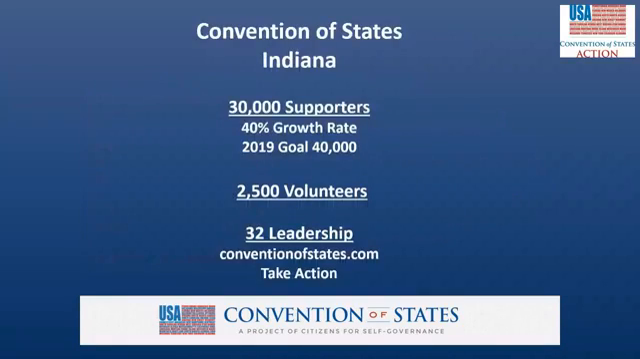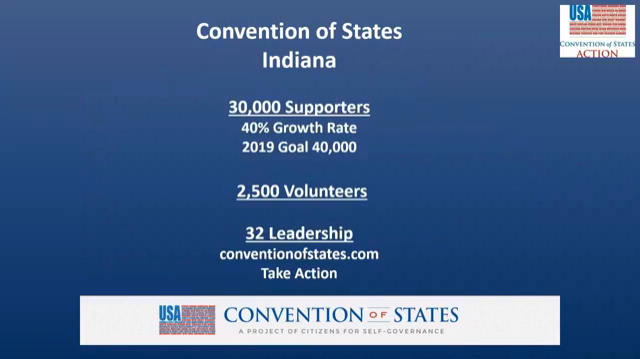Just a few numbers for you. Here in Indiana, we just surpassed the 30,000 supporter threshold in the month of December for the year 2018. And we're growing at a rate of about 40% annually. So we're really moving along here in Indiana. In 2019, our goal is to achieve 40,000 supporters. Hopefully, we'll be able to surpass that goal. Of the 30,000 supporters, we have about 2,500 that have expressed an interest in volunteering in some form or another.